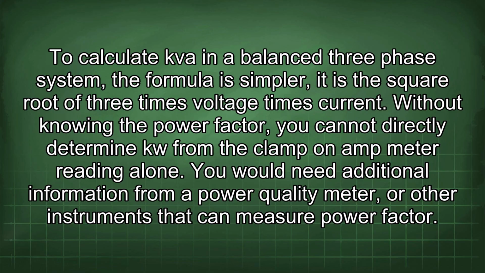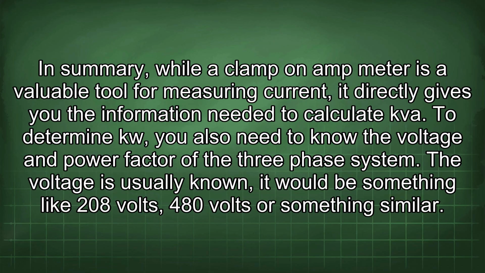Without knowing the power factor, you cannot directly determine kW from the clamp-on ammeter reading alone. You would need additional information from a power quality meter or other instruments that can measure power factor. In summary, while a clamp-on ammeter is a valuable tool for measuring current, it directly gives you the information needed to calculate kVA. To determine kW, you also need to know the voltage and power factor of the three-phase system.